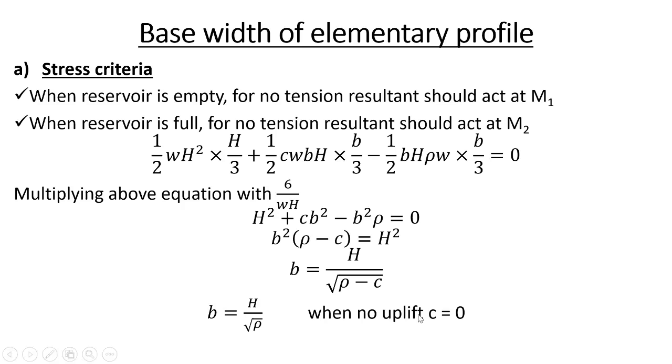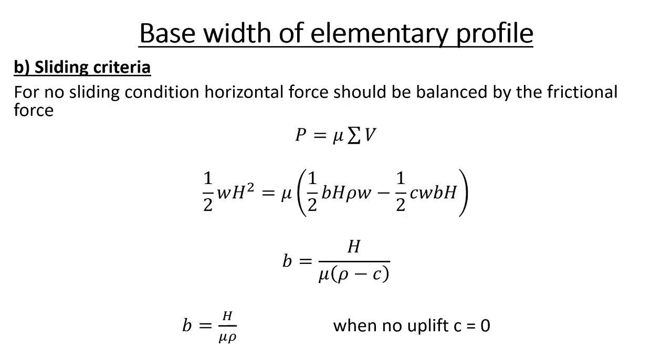If it is a condition of no uplift, let's put the c value equal to 0. Then the equation will reduce to h divided by root of rho. This is the base width of the elementary profile based on stress criteria. Similarly, while taking the sliding criteria, for no sliding condition, horizontal force should be balanced by the frictional force.